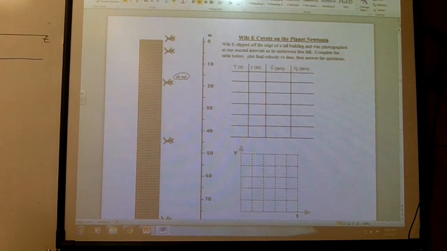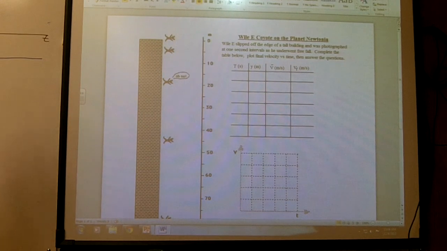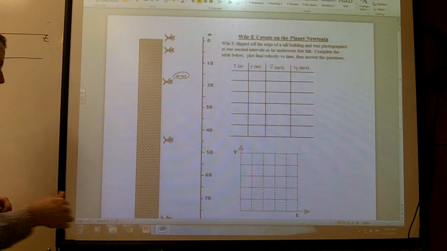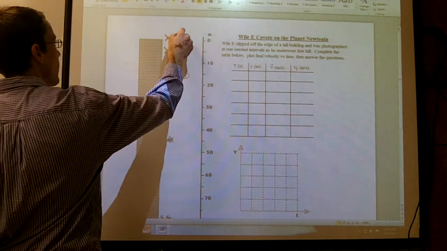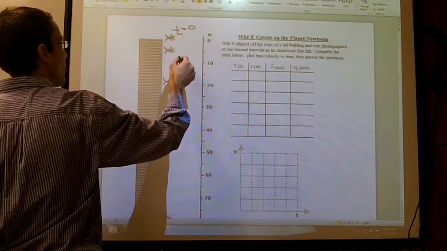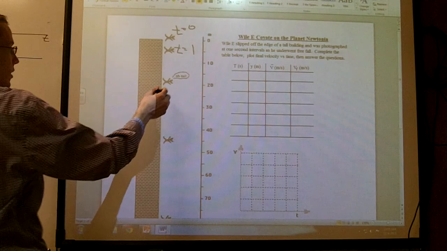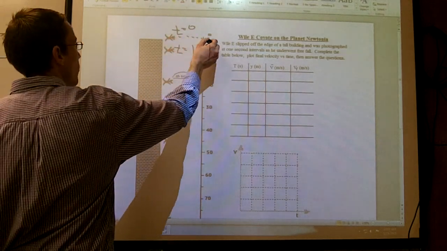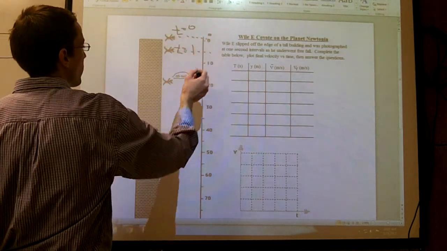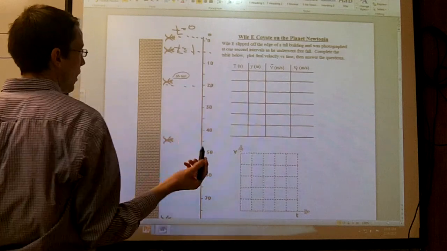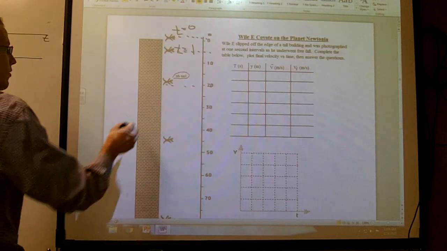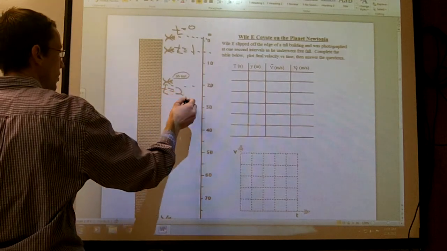All right, in this problem, we got Wiley, and he's going to be falling off a building. Now you notice this is a picture at different time intervals. So this is Wiley at time equals 0. Here's Wiley at time equals 1. It's like they took a picture every second. It shows you where he's at with location to a number scale here. All right, so here's time equals 2, etc.